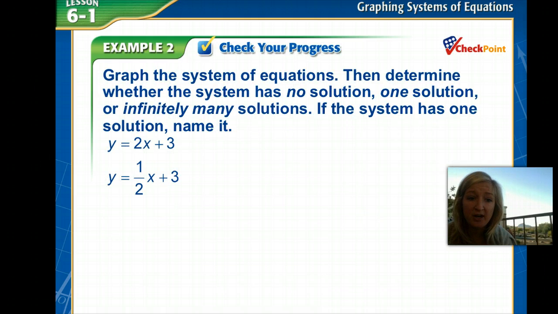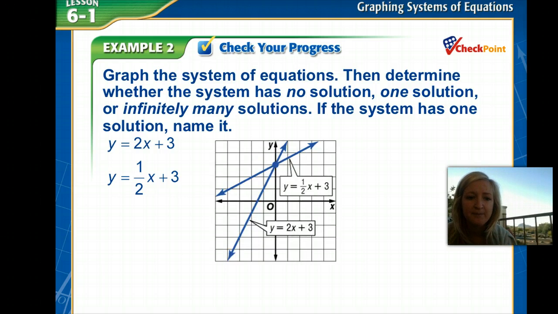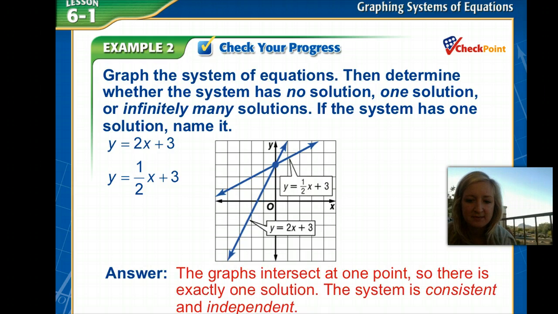All right, here's a checkpoint if you want to pause the video and try one on your own. Same exact thing. There's only 2 examples in this lesson. It's identifying by looking at the graphs, and then step number 2 is actually graphing them to identify how many solutions they have. All right, when you graph these two, they intersect at one point. Your solution would be that one point where they intersect. It's one solution, it's consistent and independent, and they actually intersect at 0, 3.